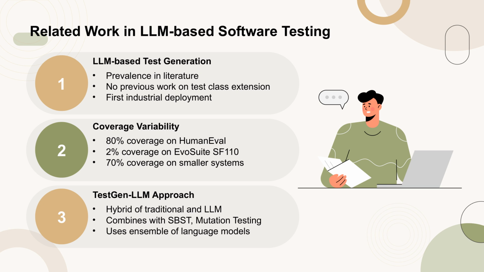Coverage results in the literature vary widely. For instance, Siddiq et al. reported 80% coverage on the human eval dataset but only 2% on EvoSuite SF110. Schaefer et al. also reported high coverage but for smaller systems. Our findings are consistent with results on larger open-source systems, with approximately 57% of Kotlin test cases being executable. TestGen-LLM combines traditional software engineering with language models, filtering candidates to prevent hallucinations and suboptimal results. It also uses an ensemble of language models, inspired by genetic improvement and automated repair, but differs by using language models instead of genetic programming.